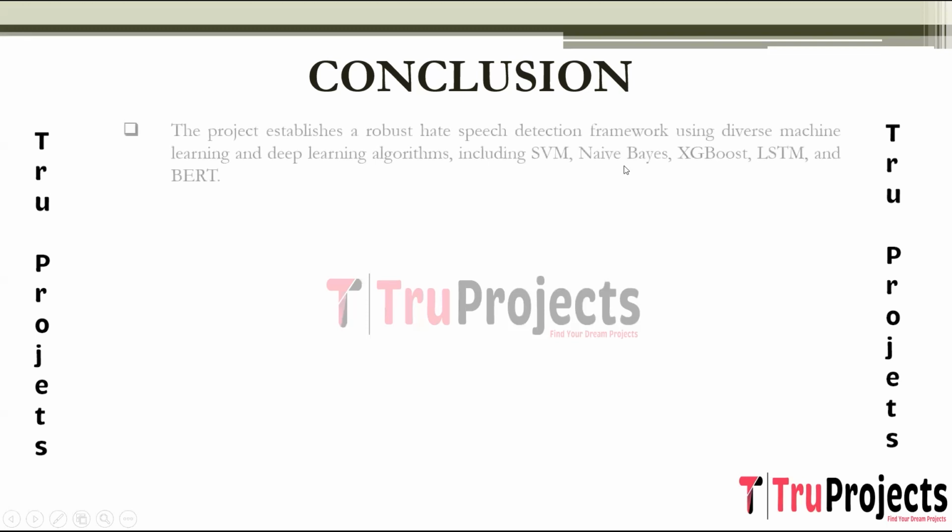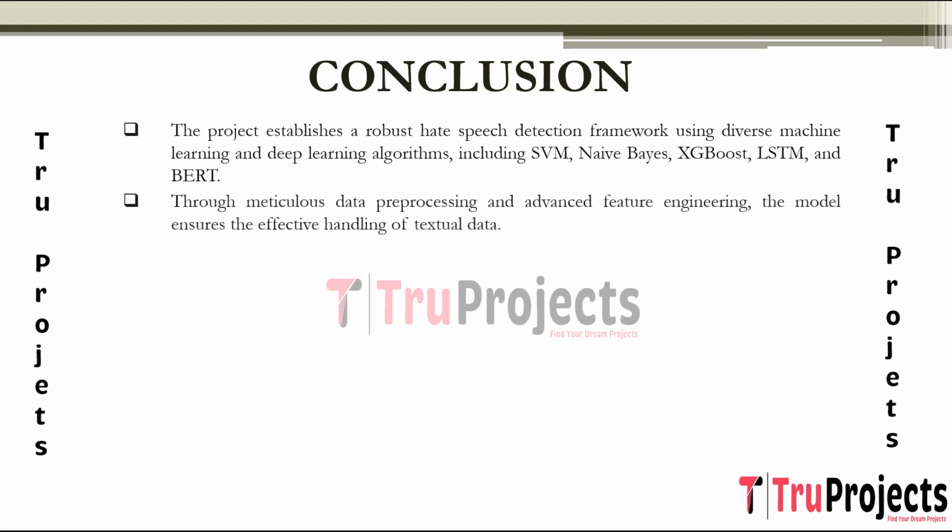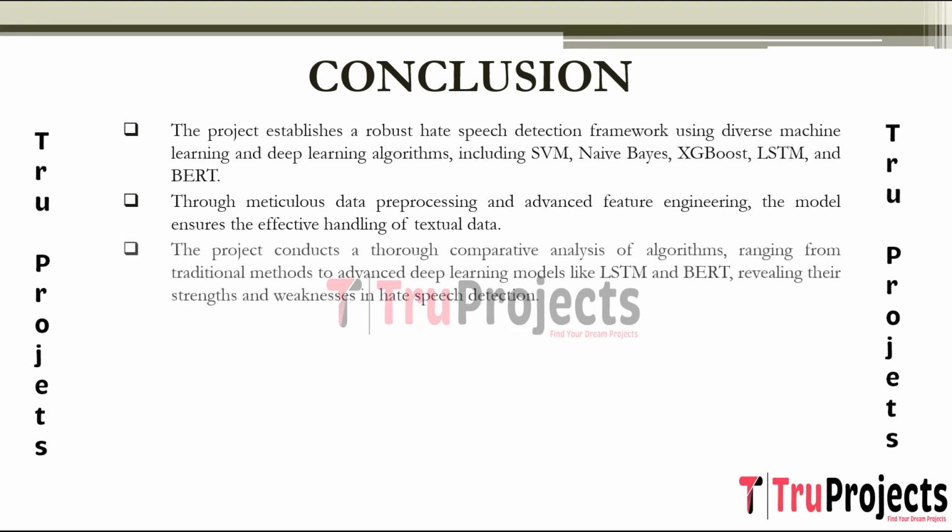Conclusion of the project. The project successfully establishes a comprehensive framework for hate speech detection by leveraging a diverse set of machine learning and deep learning algorithms including SVM, naive Bayes, XGBoost, LSTM, and BERT. Through meticulous data processing steps, including URL removal, punctuation cleaning, and stop word elimination, coupled with advanced feature engineering techniques like TF-IDF and tokenization, the project ensures the robustness of the model in handling textual data. By incorporating a range of algorithms from traditional methods like logistic regression and random forest to advanced deep learning models such as LSTM and BERT, the project conducts a thorough comparative analysis, highlighting the strengths and weaknesses of each approach in hate speech detection.